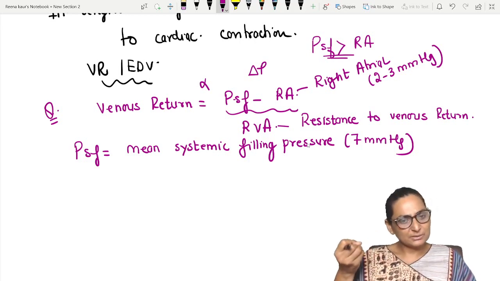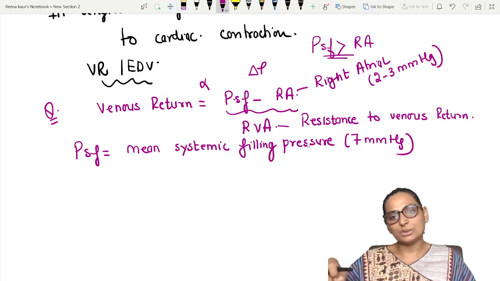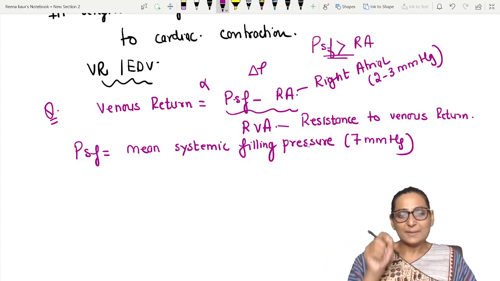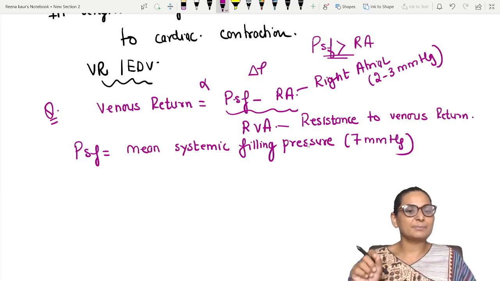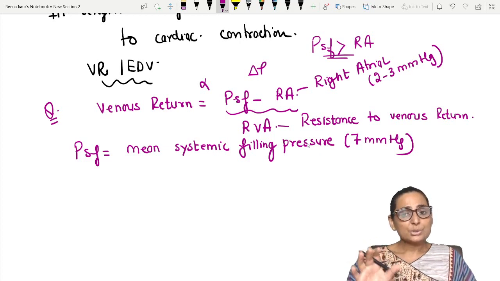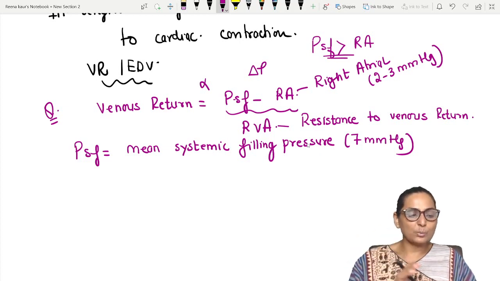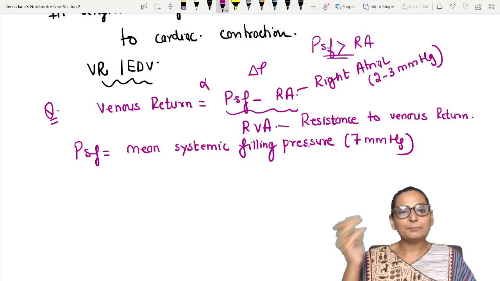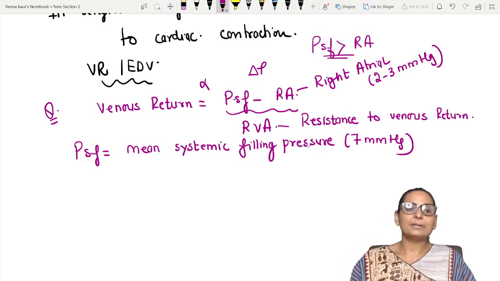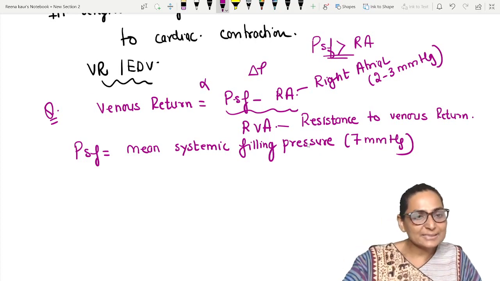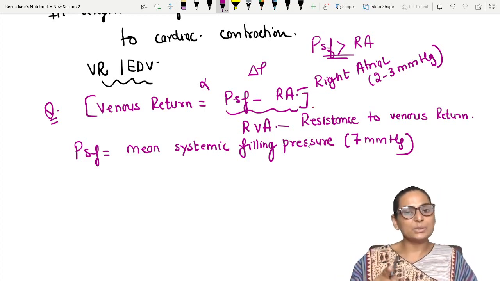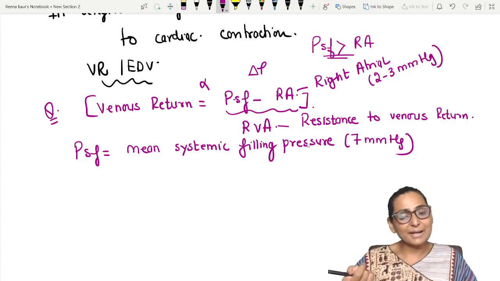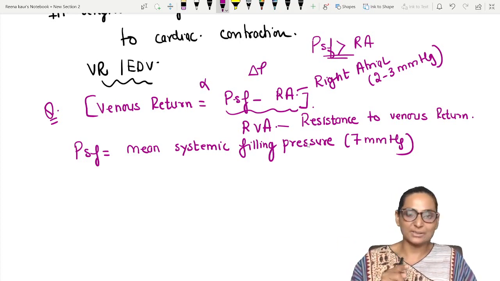So when in any condition where the entire circulation is coming at a halt, there is an equilibrated pressure throughout the circulation. That is what is the mean systemic filling pressure. Okay, so this mean systemic filling pressure is always more than the pressure of the right atrium, and the blood always flows towards the right atrium, right? So this is a desirable thing to be known: that venous return is equal to mean systemic filling pressure minus right atrial pressure divided by resistance to venous return.